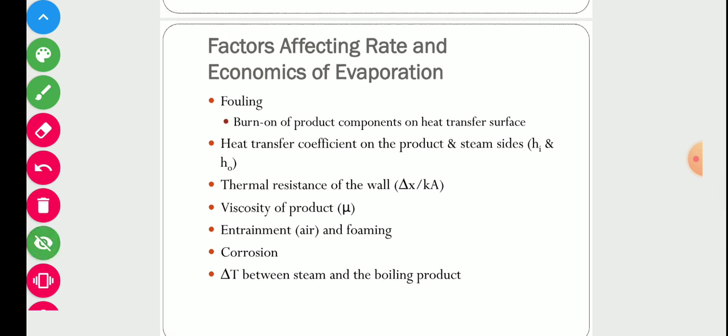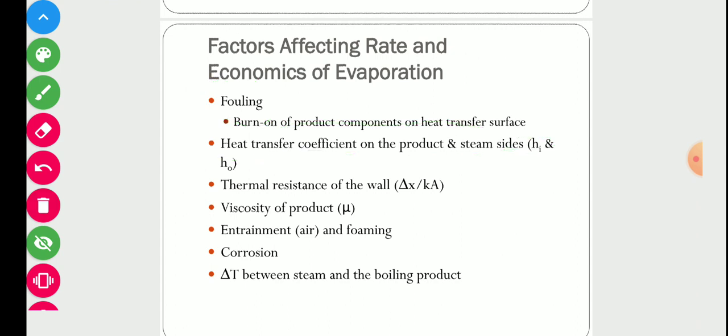Now there are multiple factors which affect the rate and economy of an evaporator. They are fouling, heat transfer coefficient, thermal resistance, viscosity, entrainment and foaming, corrosion, and temperature difference between the steam and the boiling fluid. We know fouling creates an additional resistance for heat transfer. So if any fouling occurs on the wall of the evaporator, the rate of heat transfer will decrease, or the economy will decrease.